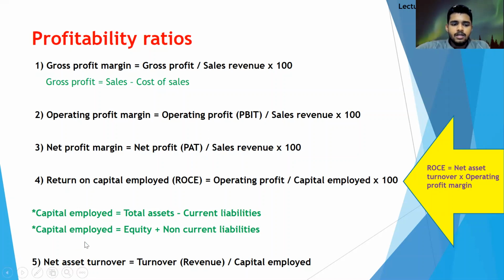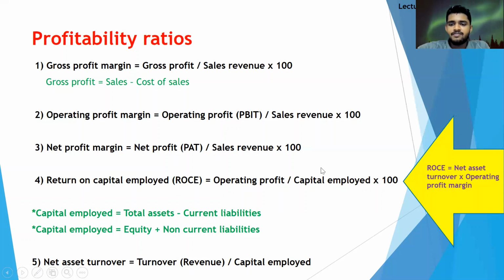Don't worry. Then the fifth ratio that we have is net asset turnover. Net asset turnover ratio is equal to your turnover revenue divided by capital employed. Another thing that I wanted to tell is that this ROCE, return on capital employed, we can get by multiplying two different ratios. What are those two ratios? One is net asset turnover, and one is operating profit margin. So if you multiply operating profit margin by net asset turnover, you will get your ROCE.